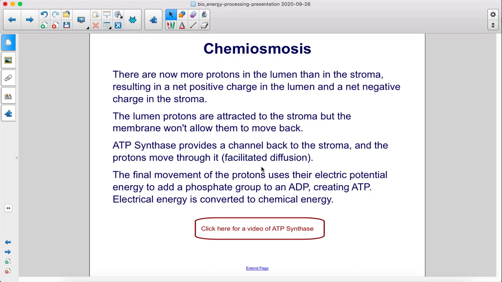It's a facilitated diffusion. The final movement of the protons uses their electric potential energy to add a phosphate group to an ADP, creating ATP. Electrical energy is converted to chemical energy. Click here for a video of ATP synthase.